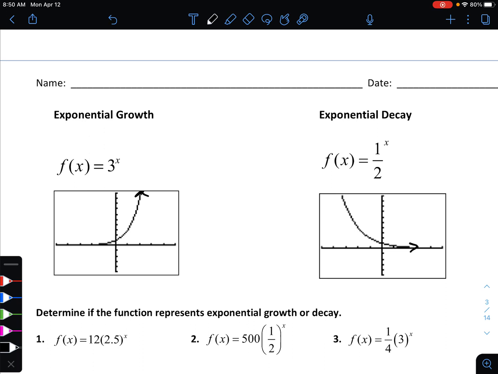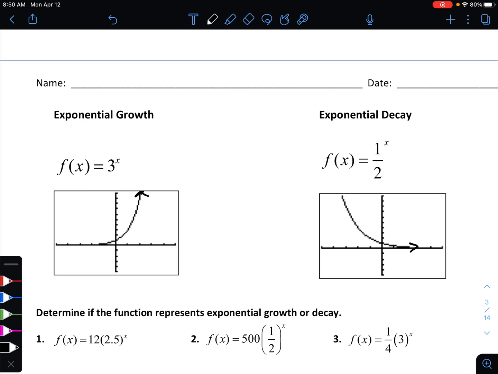Now, how could we possibly tell whether they were growth or decay just by looking at the equation if we didn't have the graph there to look at as well? Well, that all depends on what you're multiplying by. And if you think about it, there's one number that when you multiply by that number, it stays the same. And that's the number 1. If you multiply anything by the number 1, that original number stays the same.